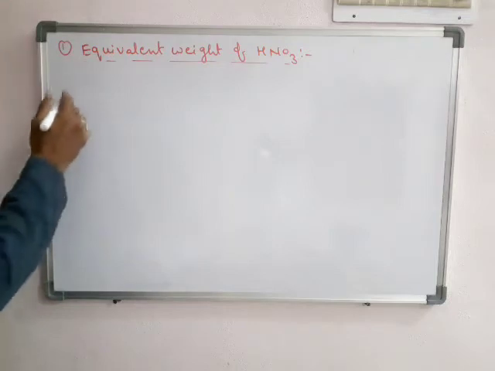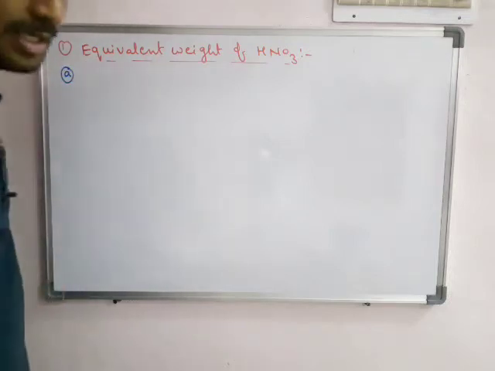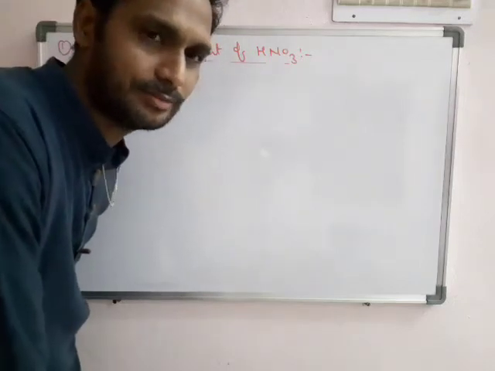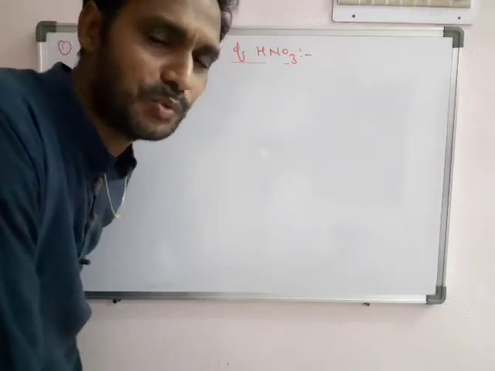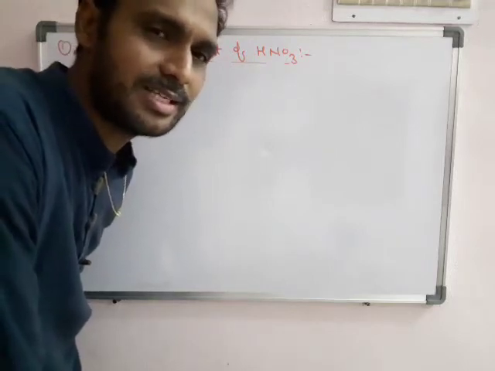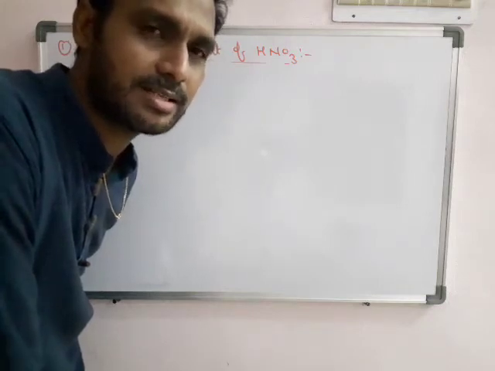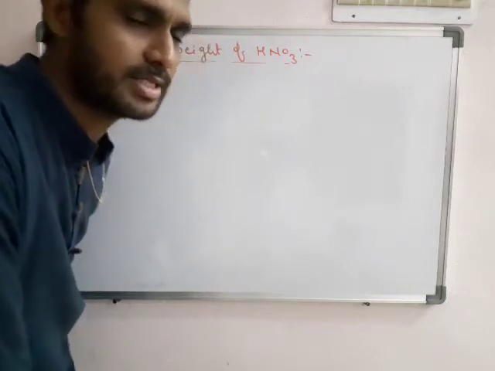We know HNO3 works as a good acid. It is known as a strong acid, and it is also known as a good oxidizing agent. Now we see its equivalent weight calculation when it acts as an acid and when it acts as an oxidizing agent.